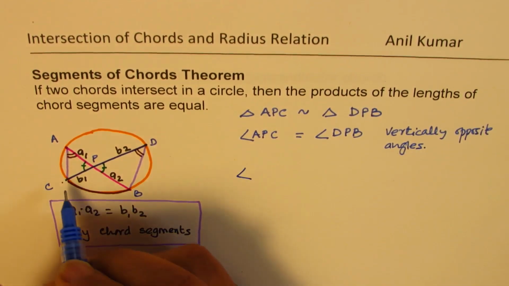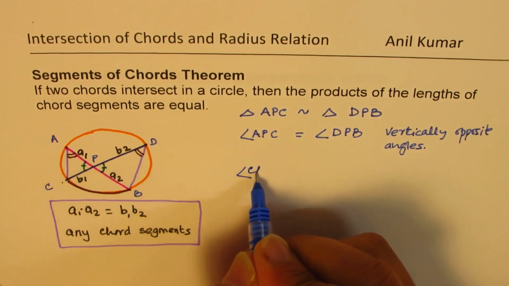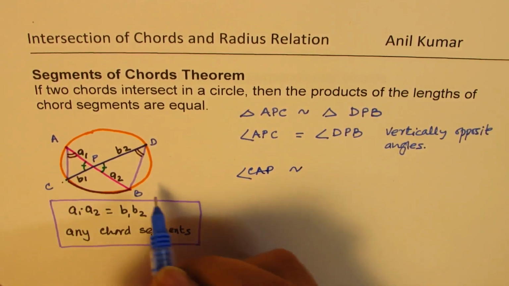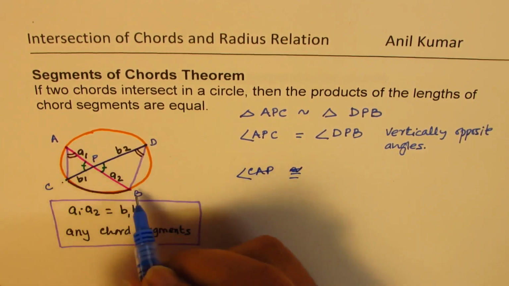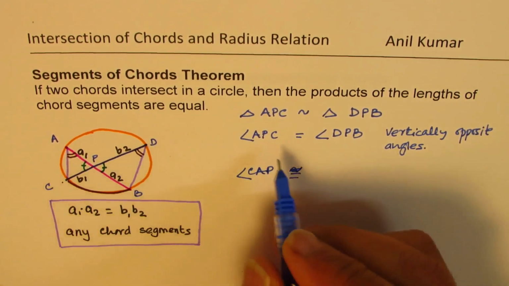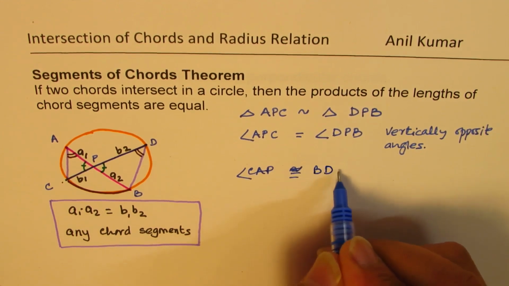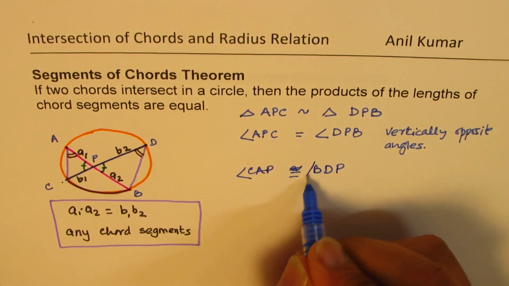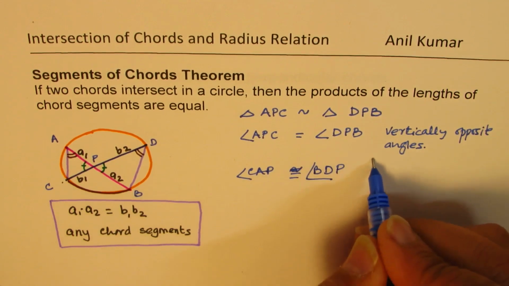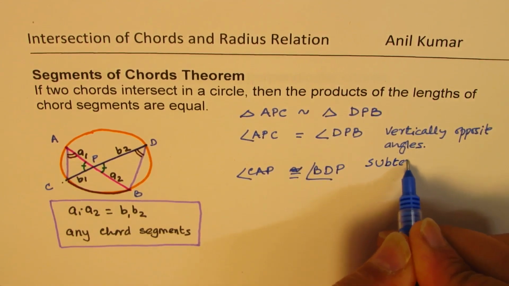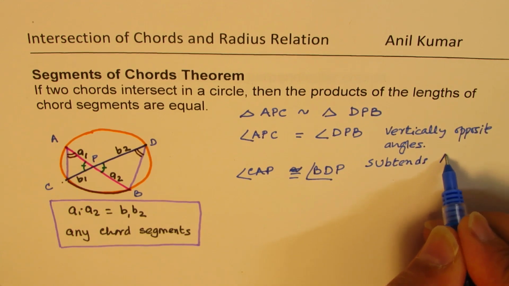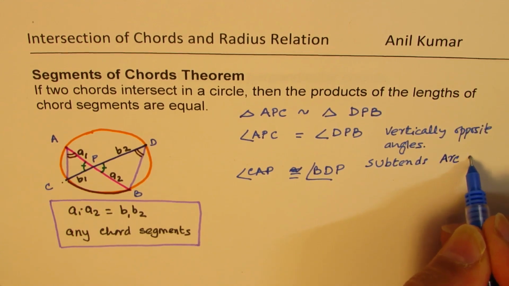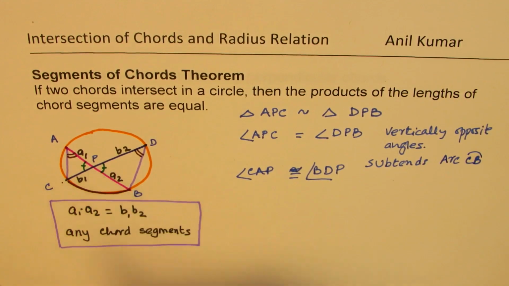And angle CAP is similar, I should say equal to PDB. Let me write it like this, because they subtend arc CB, right? Same arc. So that is why they are both the same.